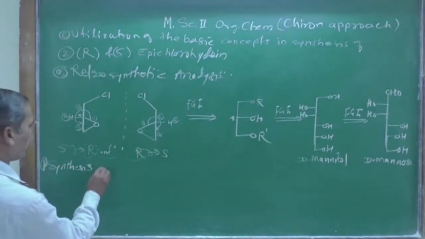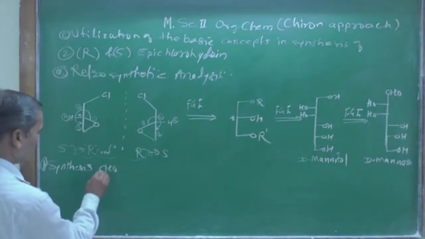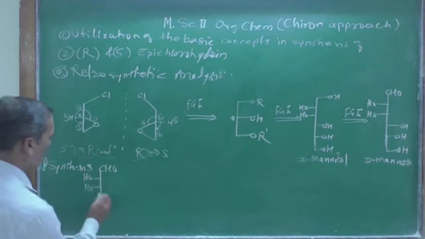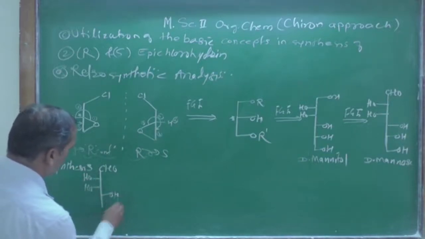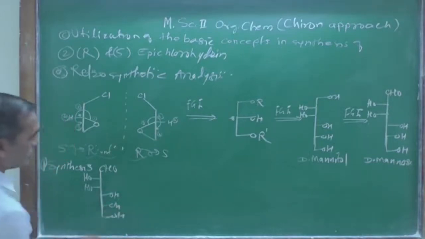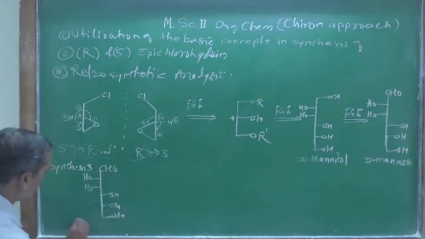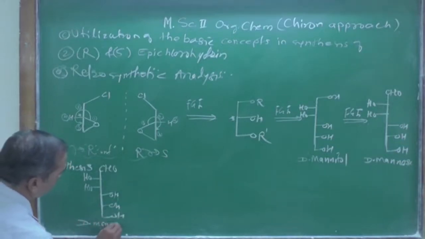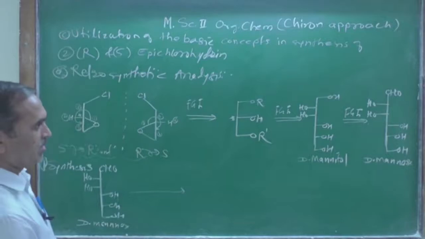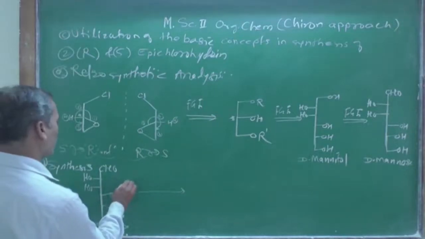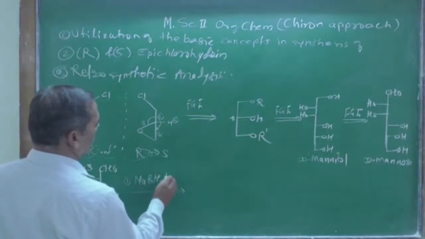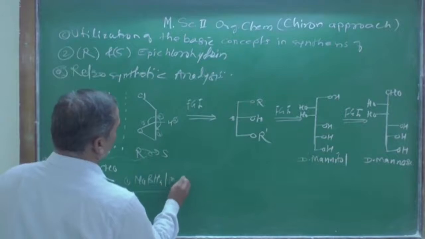We know the structure of D-mannose: CHO, then HO over here, HO, then this side OH, then again OH and OH. This is known as D-mannose, right? After that, the first reagent we are using over here, remember, is sodium borohydride, NaBH4 in the presence of methanol, MeOH, right?